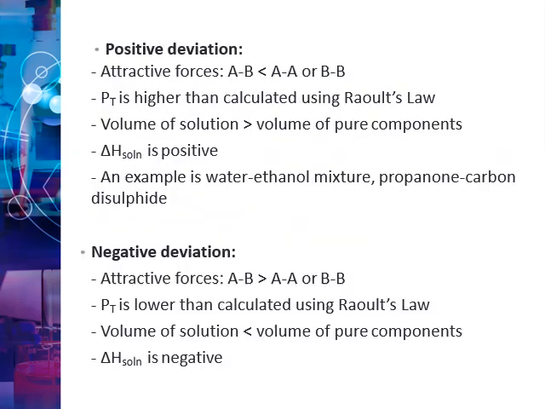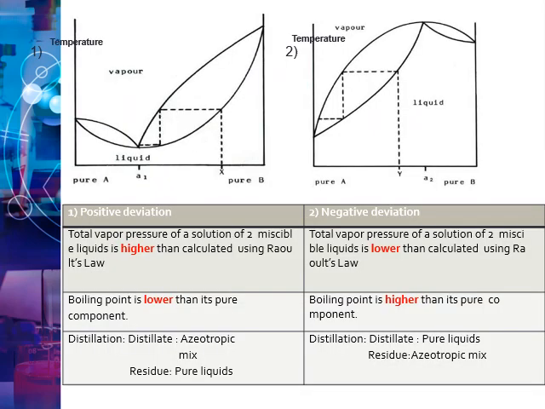So let's look. For positive deviation, normally the volume of solution is more than the volume of the components. Delta H solution is positive. An example is a water ethanol mixture. Negative deviation: the volume of the solution is less than the volume of the pure components. Delta H solution is negative. This is fine. What you need to understand is this one. This is really crucial.